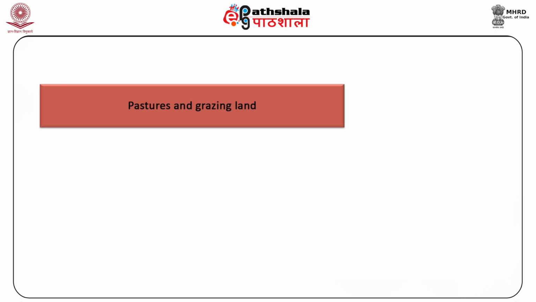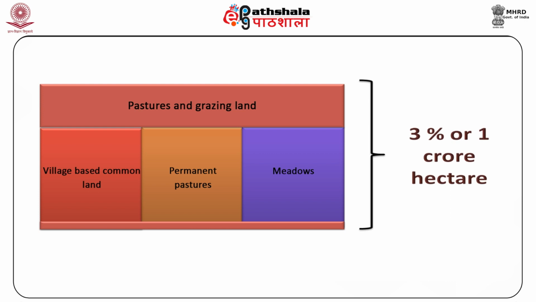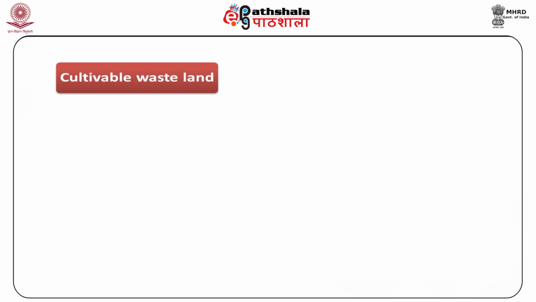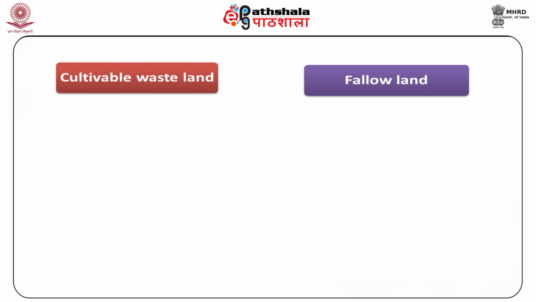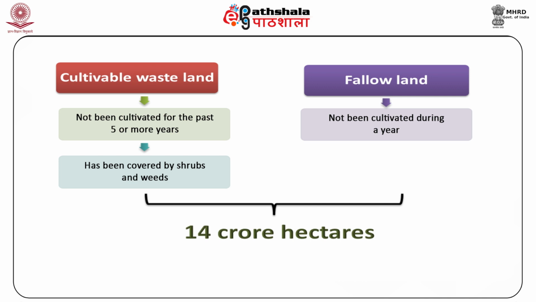Pastures and grazing land. These include village-based common land, permanent pastures and meadows, and occupy around 3% or 1 crore hectare of the total area. Cultivable wasteland and fallow land. The cultivable wasteland is a fallow land which has not been cultivated for the past 5 or more years or has been covered by shrubs and weeds. On the other hand, fallow land is one which has not been cultivated during a year. In all, the total area that belongs to such usage accounts for 14 crore hectares.